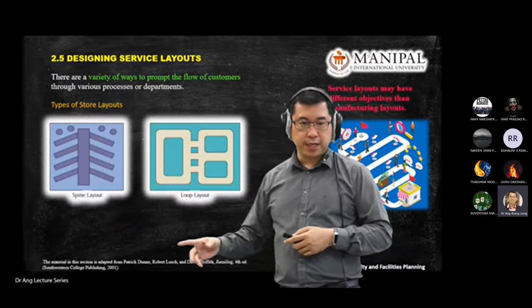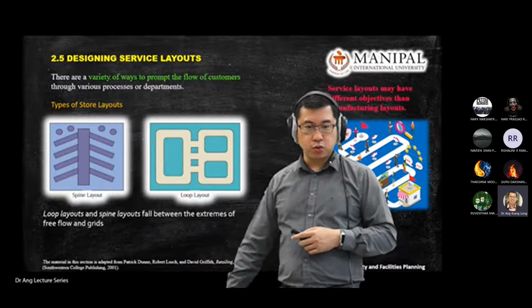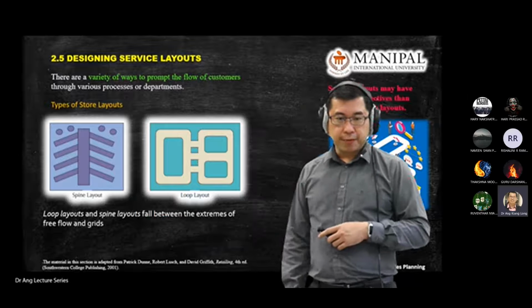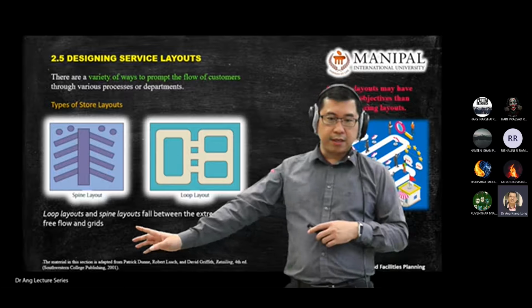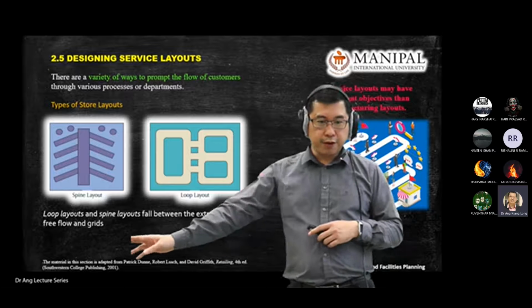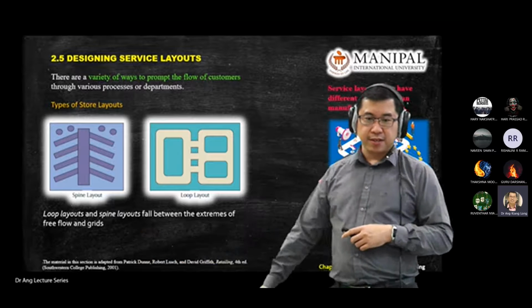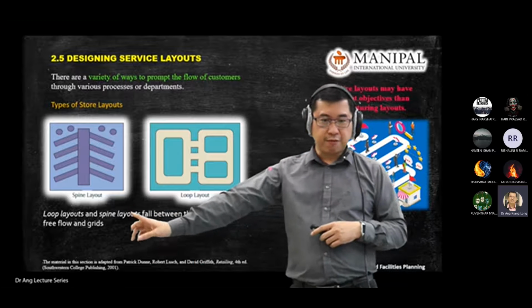The next one will be spine and loop layout. These two I combine together because they are between the free flow and the grid. They are between the free flow and grid.